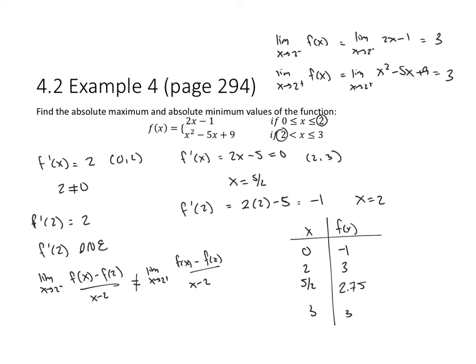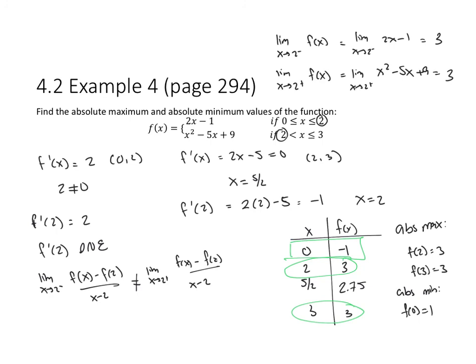and 3. So this is a unique situation. We haven't had this yet. I have two absolute maxes because they both equal 3. And then here I have one absolute min. So my absolute max is going to be at f of 2 equals 3 and f of 3 equals 3. And my absolute min is at f of 0 equals 1.